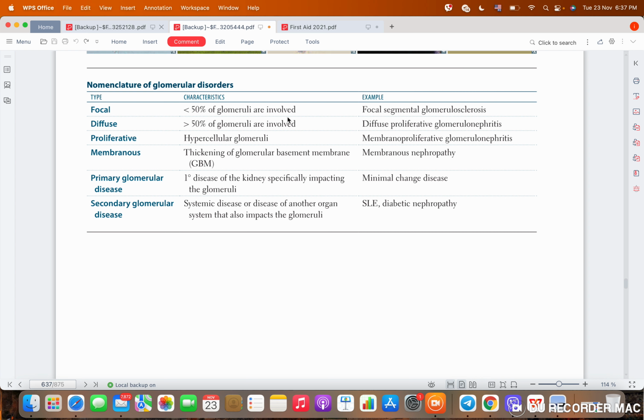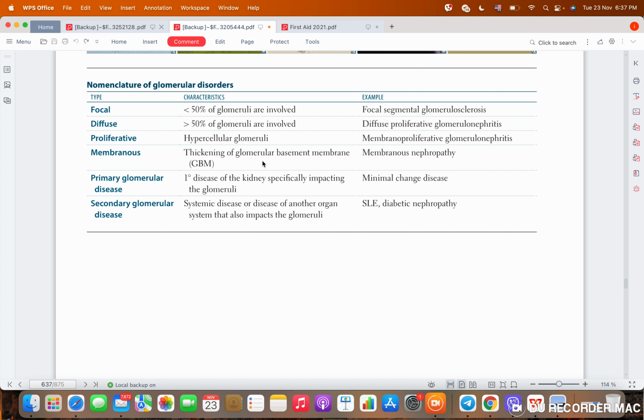And the word proliferative, such as in the case of membranoproliferative glomerulonephritis, means there will be hyperproliferation of what? Of the glomerular cells. So hypercellular glomeruli. And the next one is membranous. Why we are studying this is just for histology. When we look at each pathology, we'll know, okay, focal means less than 50%, diffuse means more than 50% are affected. So it's just general material for now.